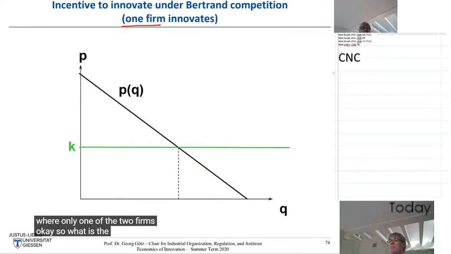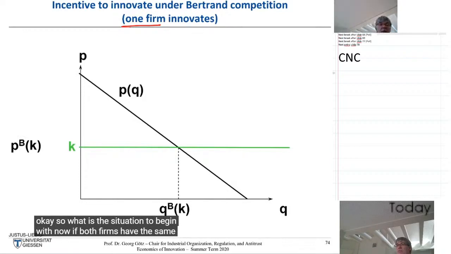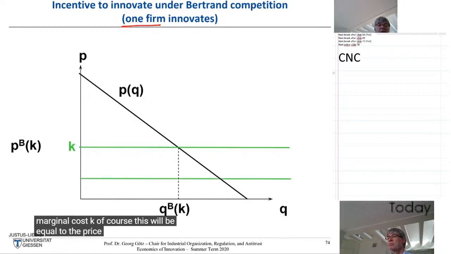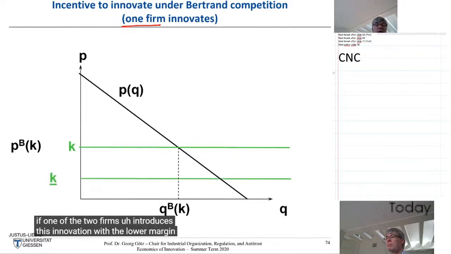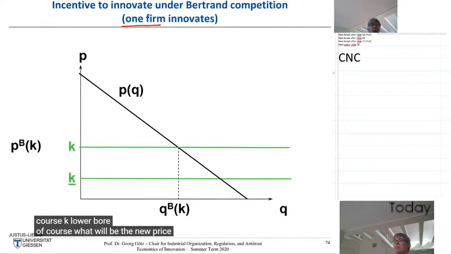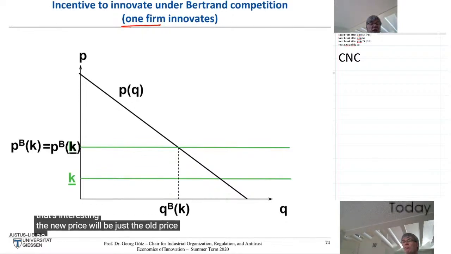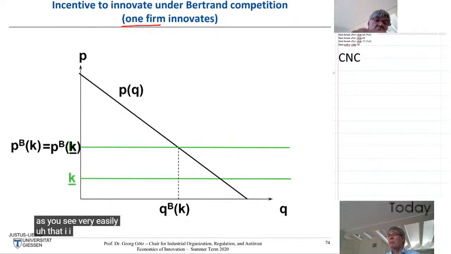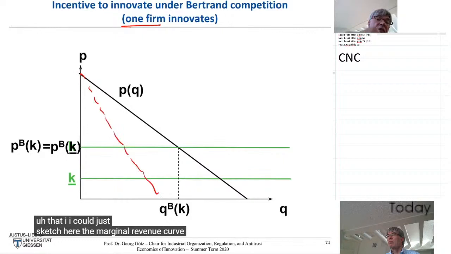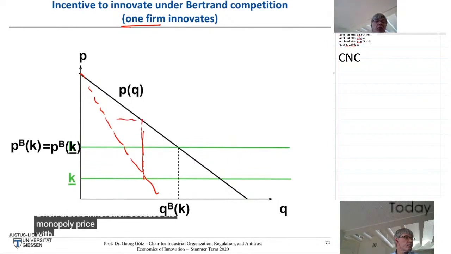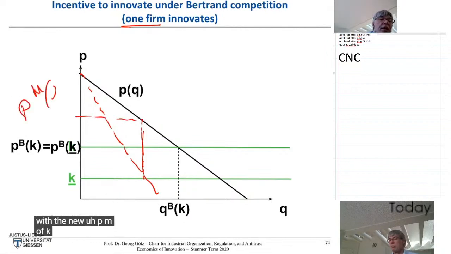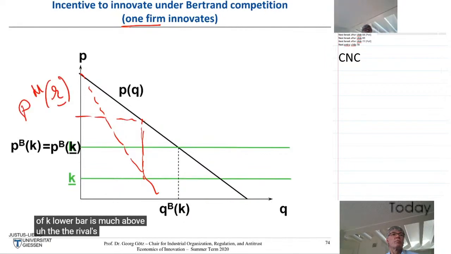So what is the situation to begin with? If both firms have the same marginal cost K, of course, this will be equal to the price. That's clear. So P_B(K) is equal to that price. If one of the two firms introduces this innovation with the lower marginal cost K-lower-bar, what will be the new price? And that's interesting. The new price will be just the old price. As you see very easily, I could just sketch here the marginal revenue curve. So here the monopoly price would be up here. What you see, it's a non-drastic innovation, because the monopoly price with the new marginal cost, P_M(K-lower-bar), is much above the rival's marginal cost.